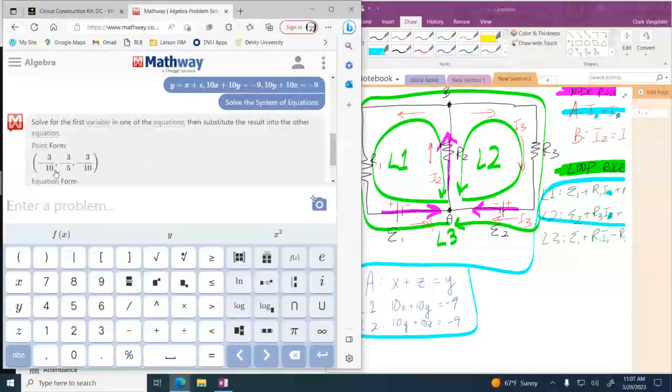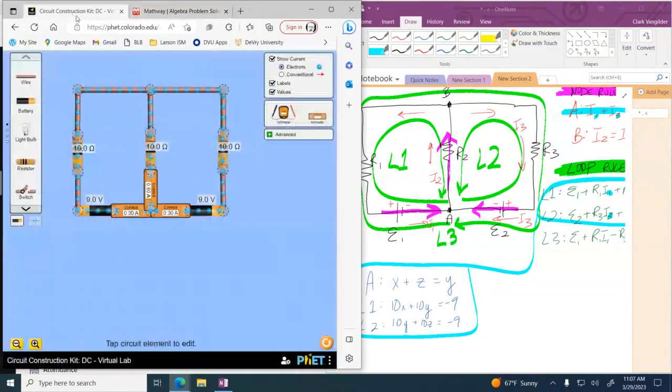So 3/10 will be 0.3, 3/5 will be 0.6. Sorry, 3/10, yeah, so 0.3, not 1/3 would be 0.33. I need more coffee. I only had my one this morning.